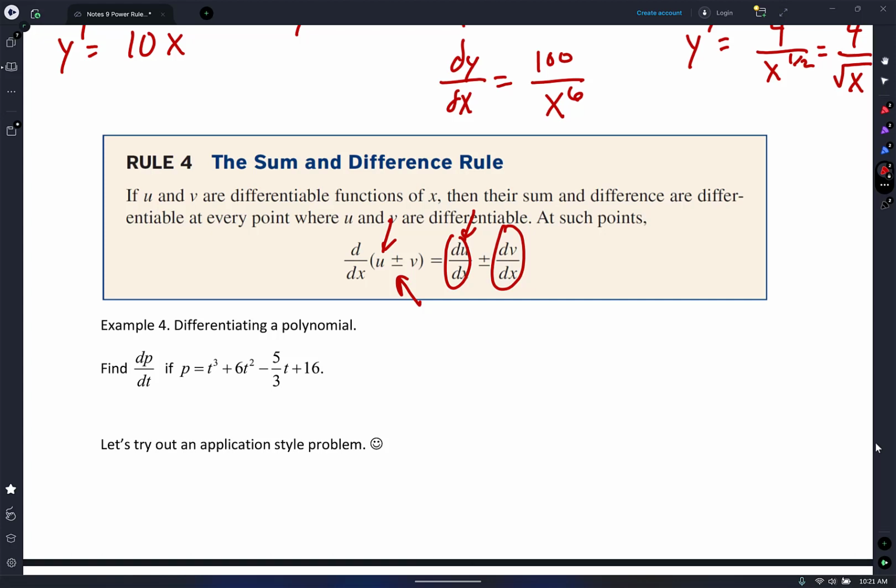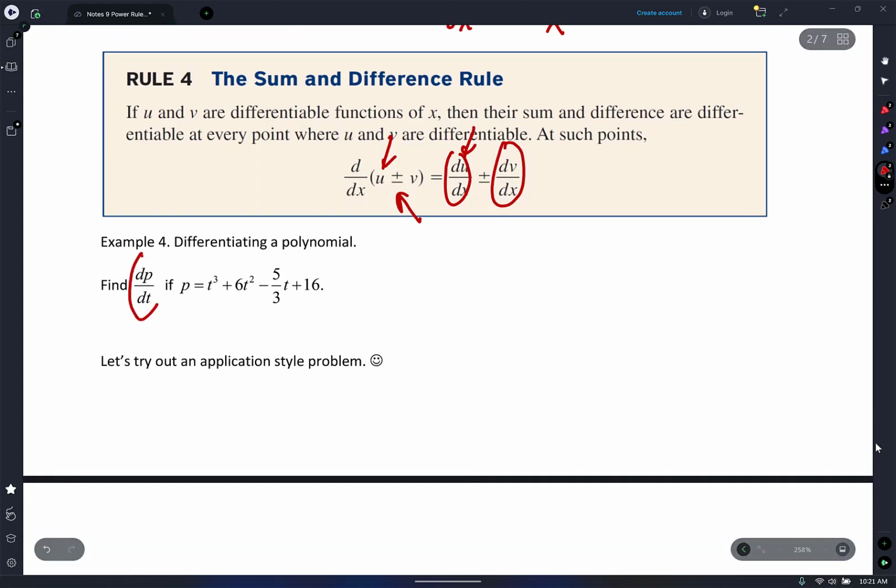All right, here we go. So it says find dp dt, relax. All that means is I'm taking the derivative of p with respect to t. So is this function p in terms of t? Does it have t's on it? Yeah, we're good. We can take the derivative.